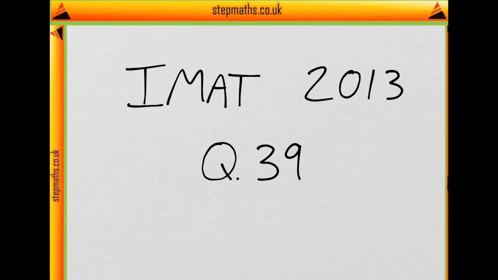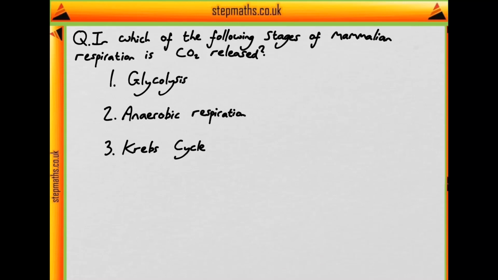This video is on question 39 from the 2013 IMAT paper. In this question we're asked, in which of the following stages of mammalian respiration is CO2 released? And we're given the options of glycolysis, anaerobic respiration, and the Krebs cycle.